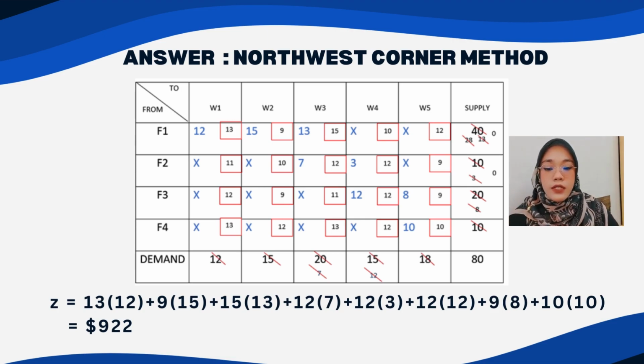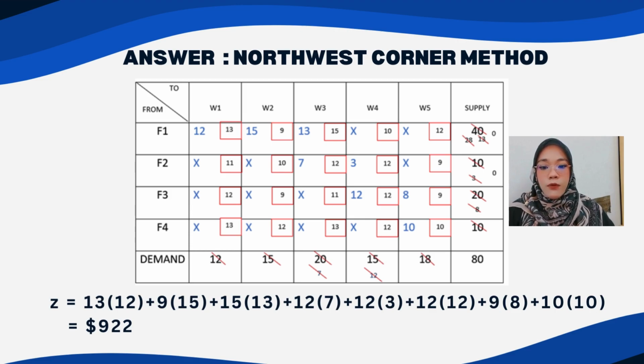Next, we will look at warehouse 3. The demand needed for warehouse 3 is 20 units, but the balance that factory 1 has is only 13 units. So warehouse 3 has to get the supply of 7 units from the next factory, which is factory 2. Warehouse 4 and warehouse 5 will not get any supply from factory 1 because it is already out of supply and they need to get the supply from the other factories.